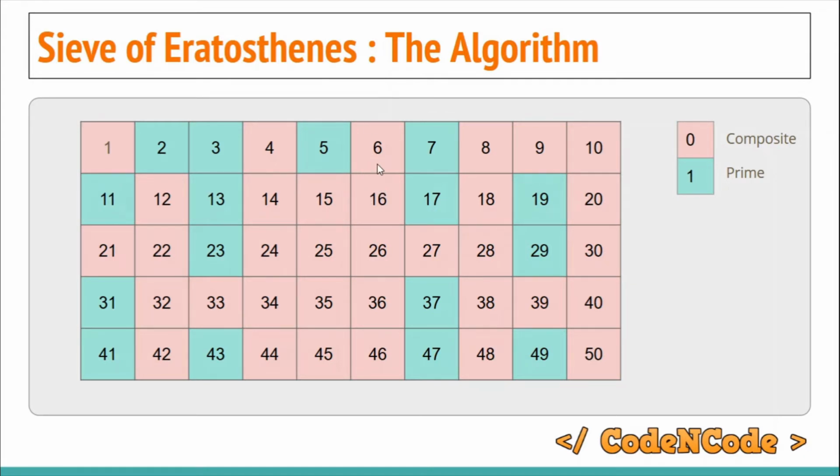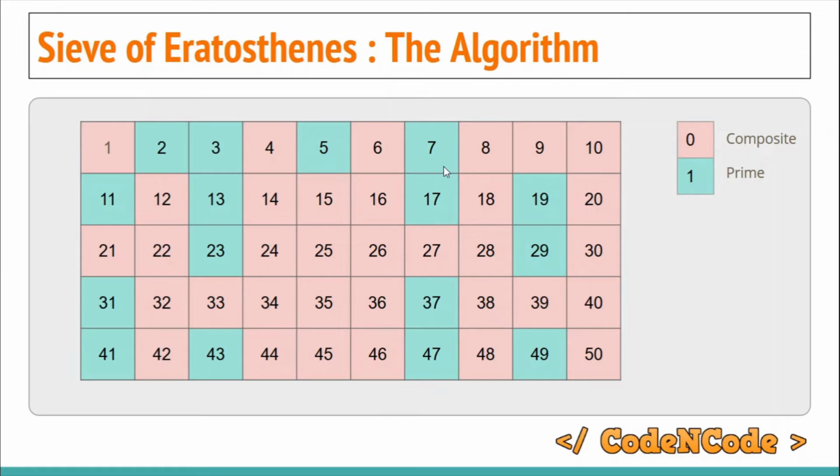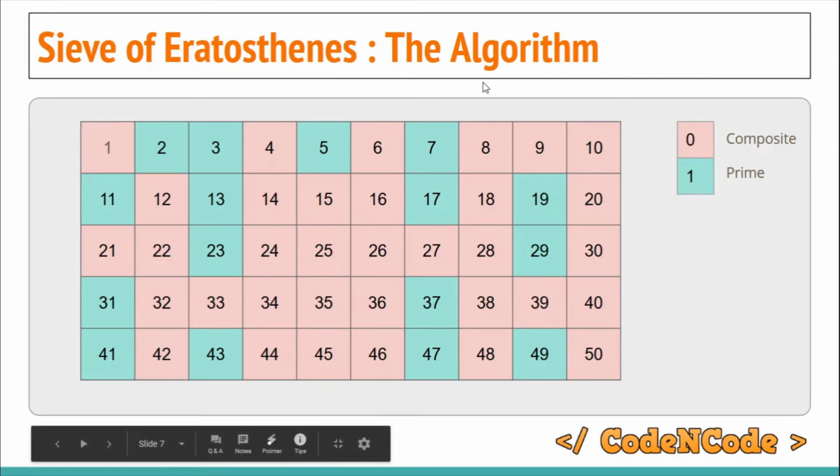Now 6 is 0, so it is not a prime, so we move on. We reach 7. Now 7 is a prime number, and the second, third, fourth, fifth and sixth multiples of 7 are already colored, so we have to start from the seventh multiple of 7, that is the square of this prime number, 49. So from 49 onwards we mark all the multiples of 7 as 0. So 49 is marked 0 and there are no other multiples of 7 ahead of 49.